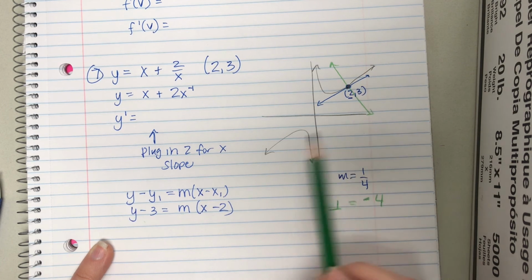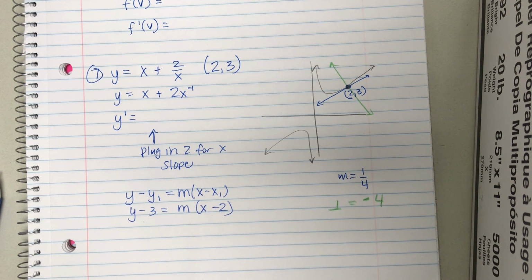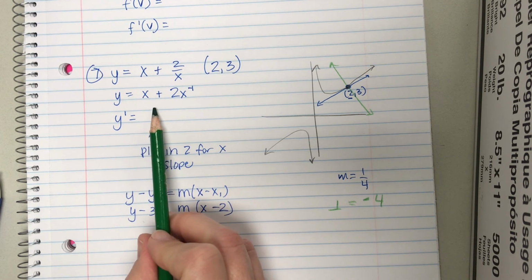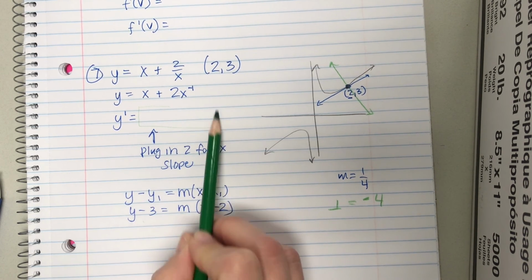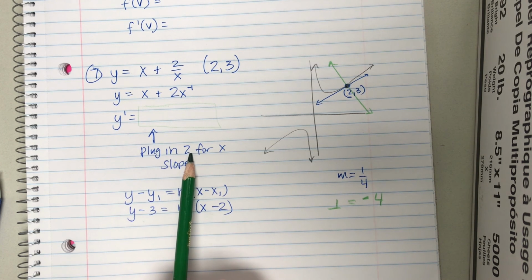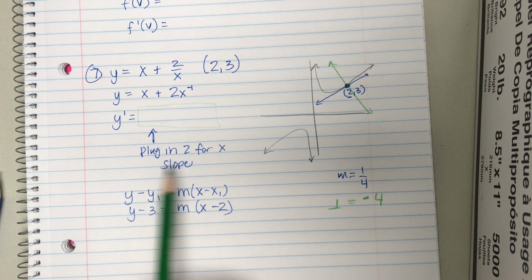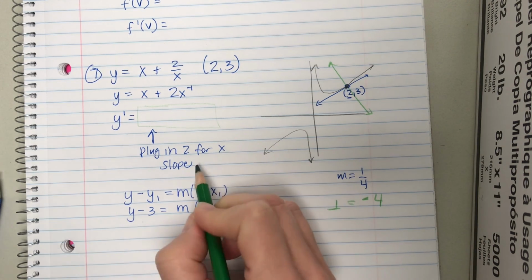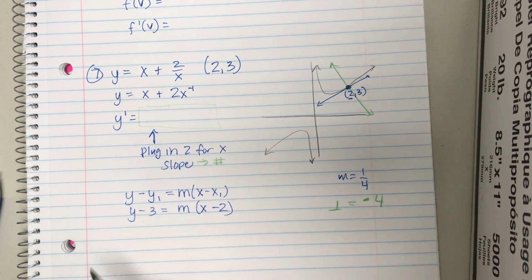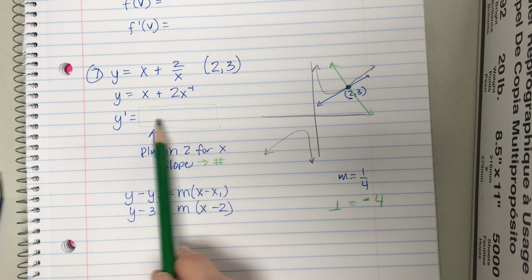And if you guys can, you're going to sketch a graph really similar to what I have right here and check it on Desmos also. So good luck with that problem. If you still have questions, let me know. But again, I think the hardest part is once you find the derivative, all you do is plug in a 2, and your slope is going to be just a number.